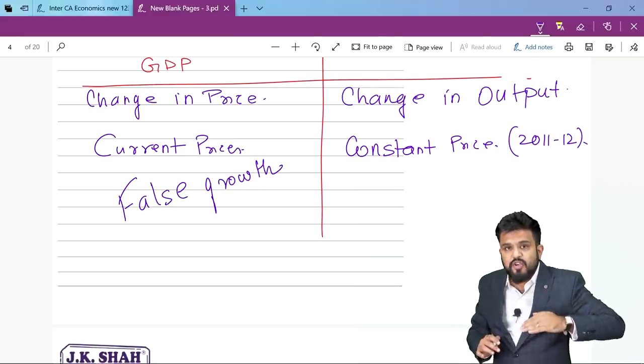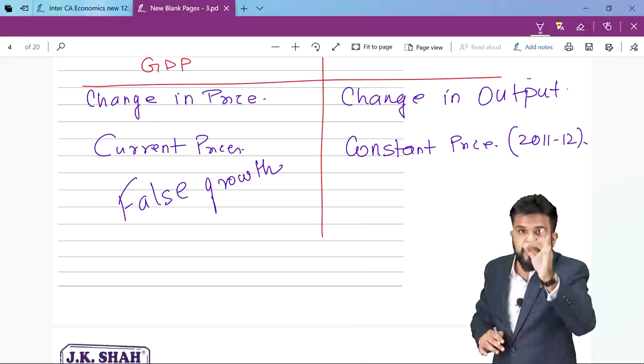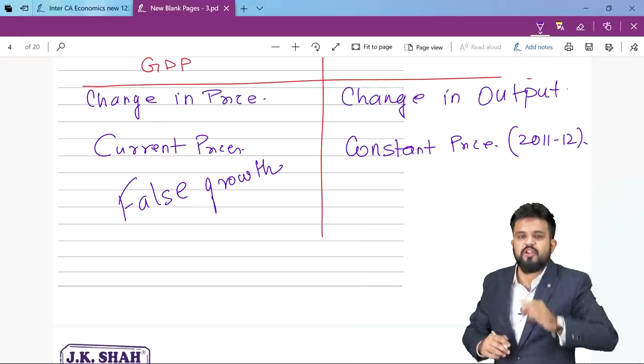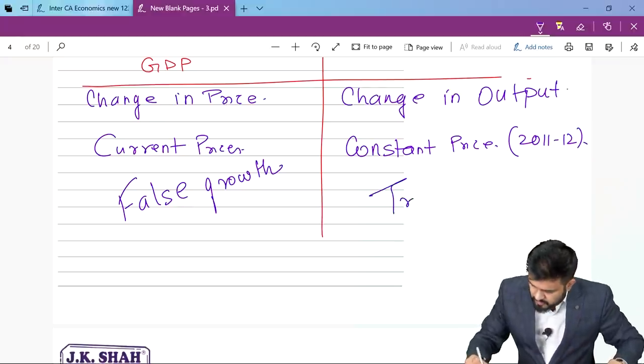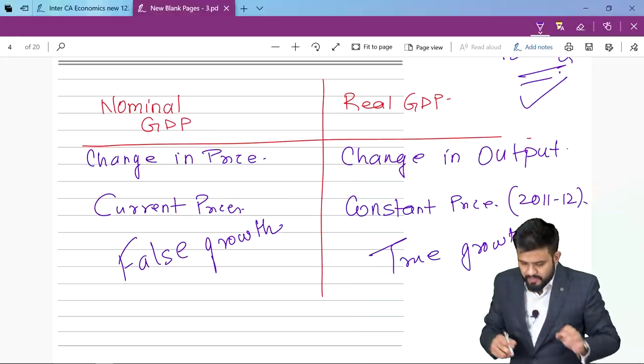So can I say, because of change in output, if national income increases, that will give you the true information, true growth, true health of the economy, true growth. So this is your nominal GDP, real GDP.